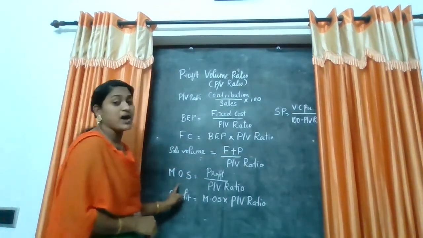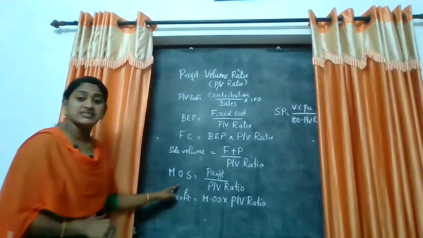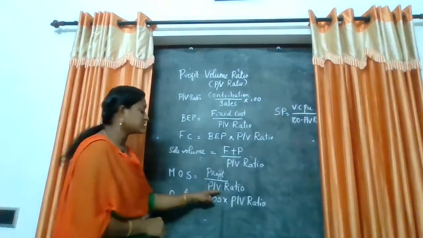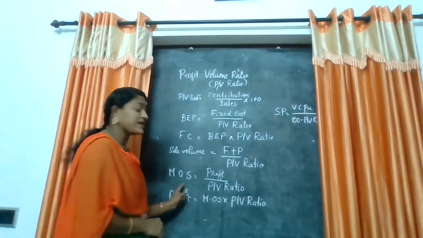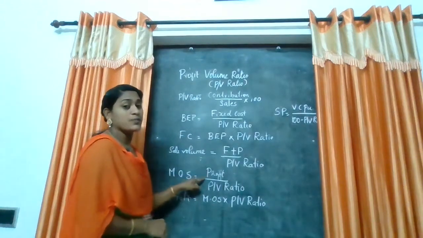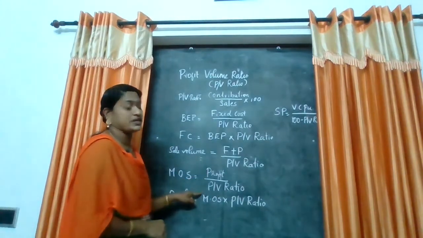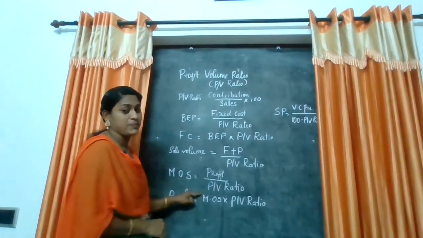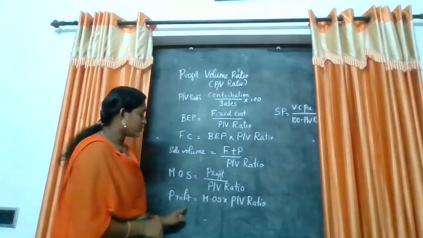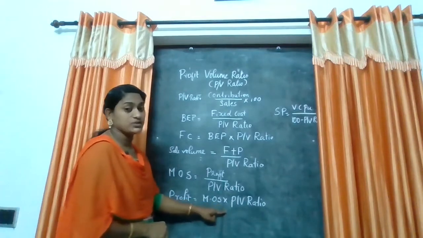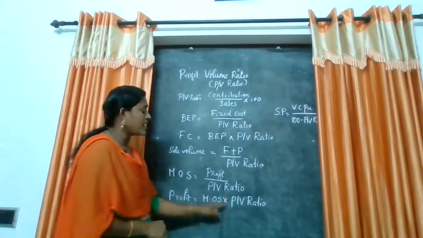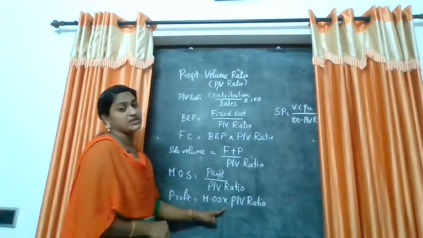The next one, margin of safety. MOS means margin of safety. By using PV ratio, we can find margin of safety. Margin of safety is equal to profit divided by PV ratio. Hence we can find profit. Profit is equal to margin of safety into PV ratio.